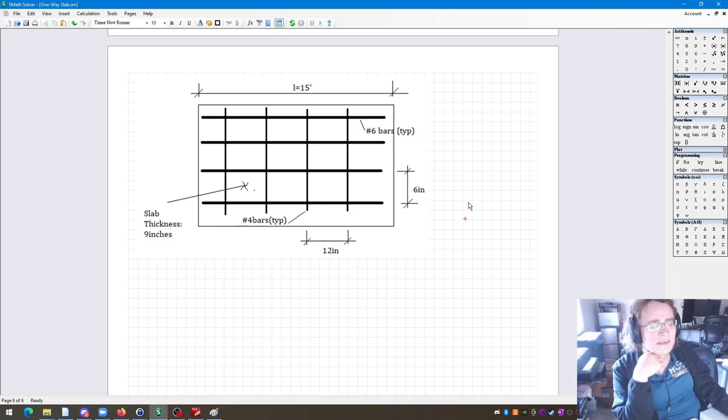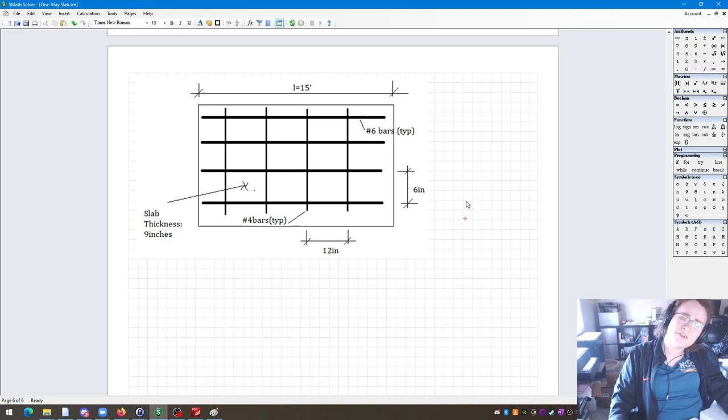We'll be looking at a very similar problem, but looking at the design of reinforced concrete slabs that are continuous rather than simply supported. We'll still be looking at one-way slabs.